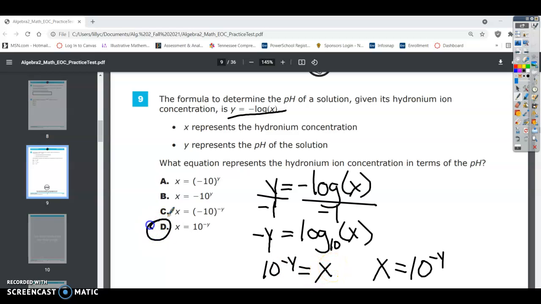So the answer to number 9 is D. So you can solve this by using exponential and logarithm.